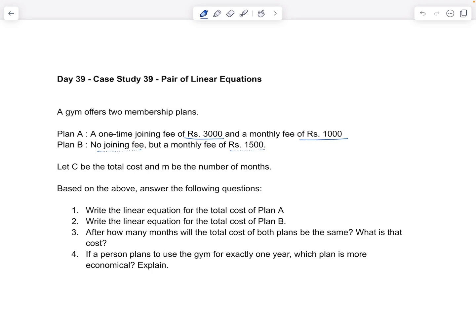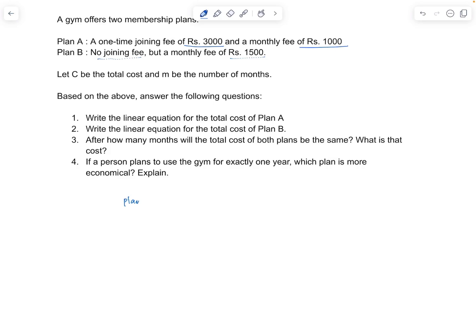First question, write the linear equation for the total cost of Plan A. Plan A and Plan B have a joining fee and a monthly fee. Under Plan A, there is a one-time payment of rupees 3000 and a monthly fee of rupees 1000. Under Plan B, there is no joining fee but a monthly fee of rupees 1500.